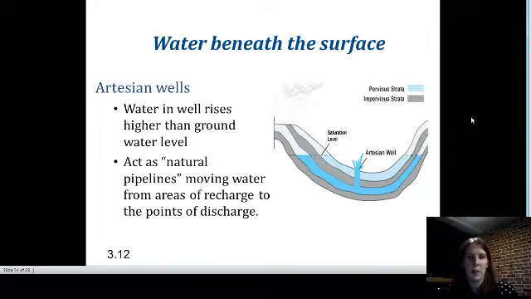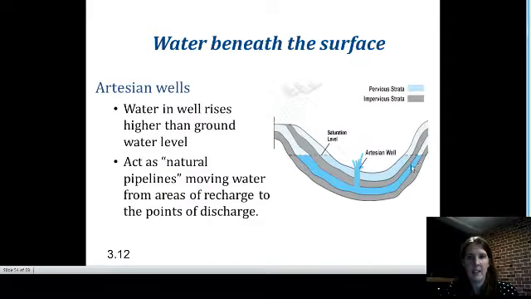Some of you may have heard the term artesian wells. This is where water in a well rises higher than groundwater level. These act as natural pipelines moving water from areas of recharge to the point of discharge. So what happens is, if you look here, we have interbedded areas of pervious or permeable rock and impervious or impermeable rock. So water can get into here, but it can't move through here. So we have water entering this unit trapped between two right here.